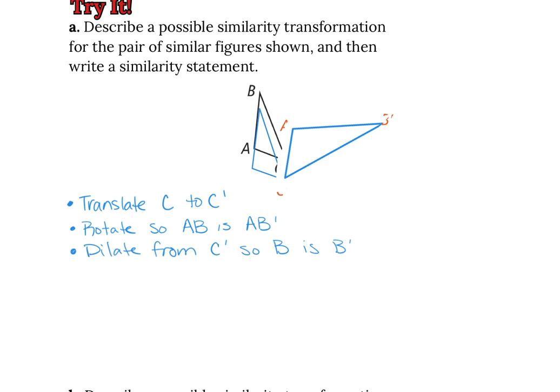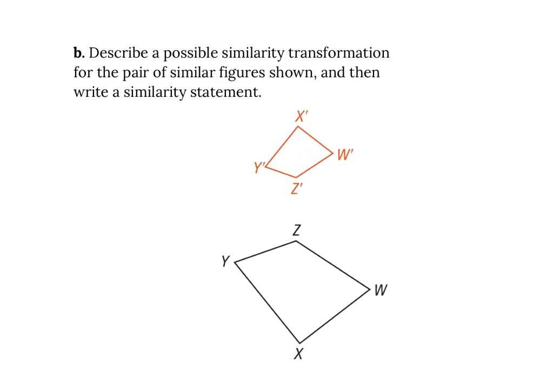All right, so that means that triangle ABC is similar to triangle A prime, B prime, C prime. All right, B: describe a possible similarity transformation for the pair of similar figures shown, and then write a similarity statement.